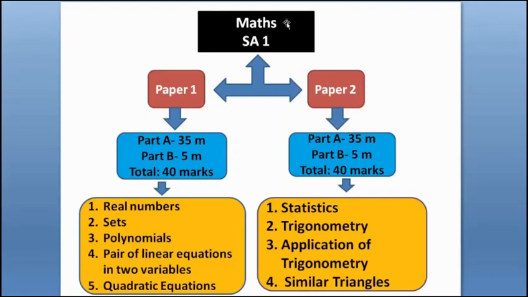Hi everyone. Maths SA1 in class 10 is divided into two papers, paper 1 and paper 2. Paper 1 contains 40 marks and paper 2 also 40 marks. So part A is 35 marks, part B will be 5 marks.